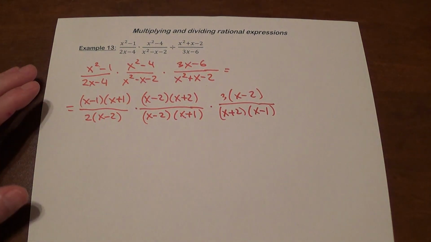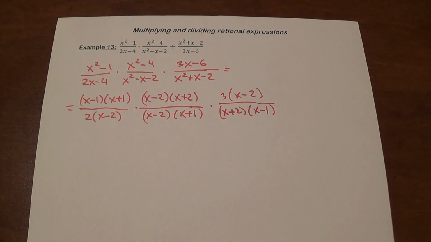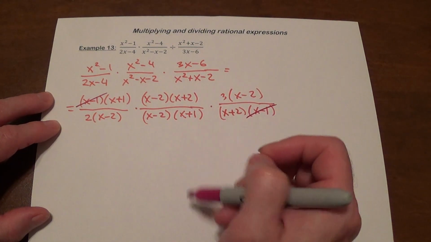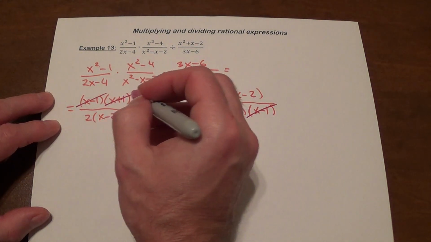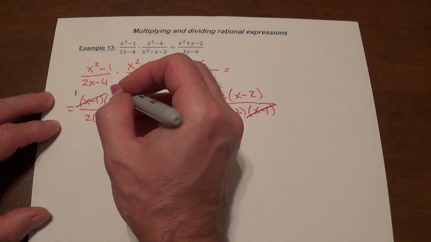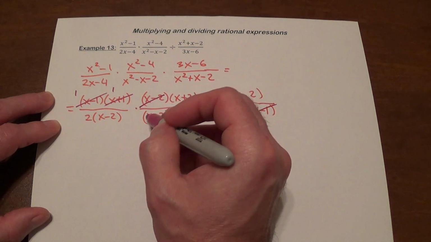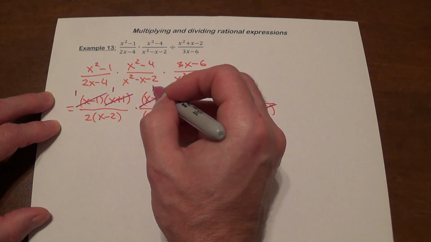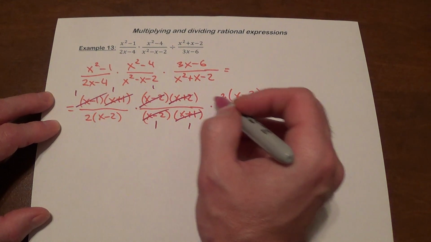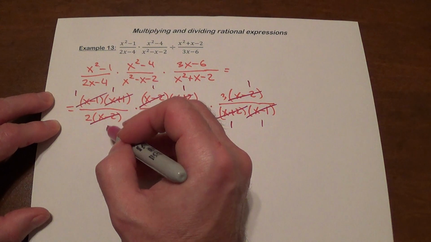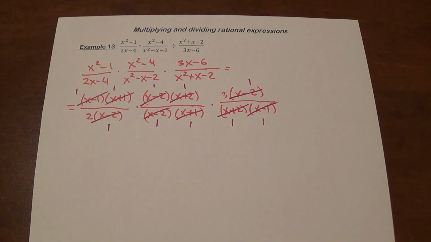So quite a bit. Let's go carefully through everything and make sure we don't miss anything and don't do anything crazy here. X minus 1 here and x minus 1 will divide. X plus 1 and x plus 1 will divide. That leaves you with 1 and 1 and 1 and 1. X minus 2 and x minus 2. X plus 2 and x plus 2. This x minus 2 and this x minus 2. It looks like all the factors that contain x ended up canceling.